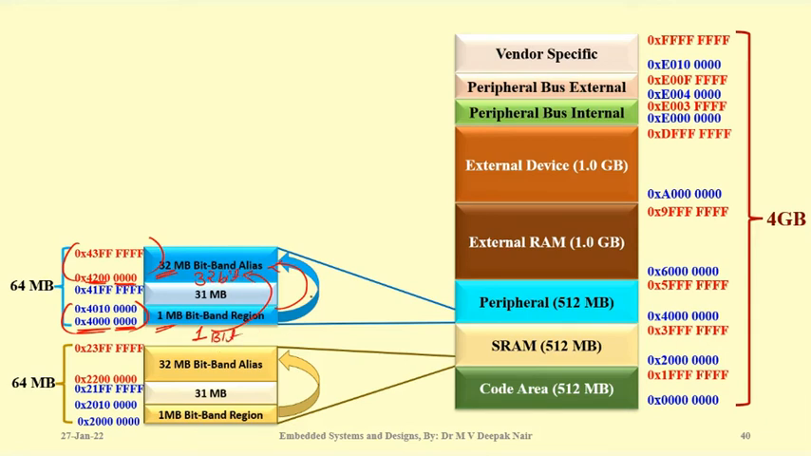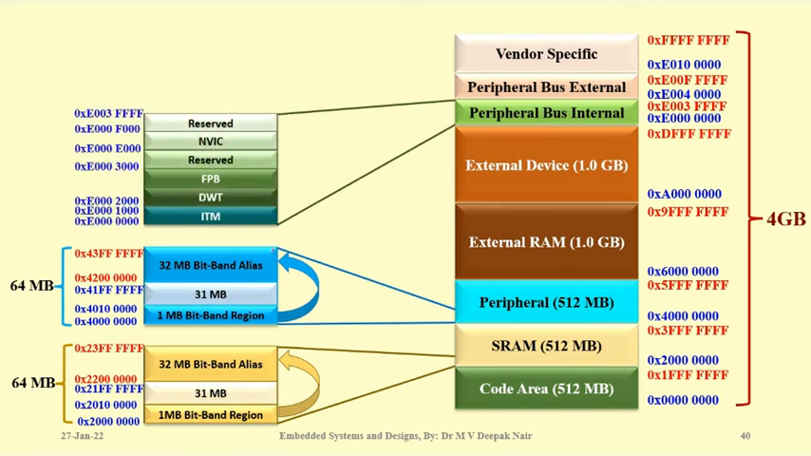So that means you can individually change the bits of even a GPIO. If you want to make one bit of a GPIO 1 or 0, you can do that also, because it is bit banded. So this is called the bit banded region. Okay, so what does that mean?